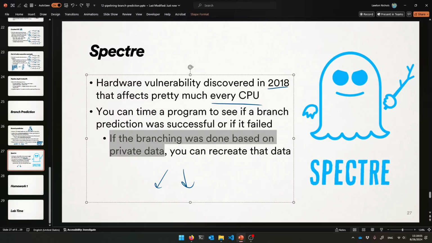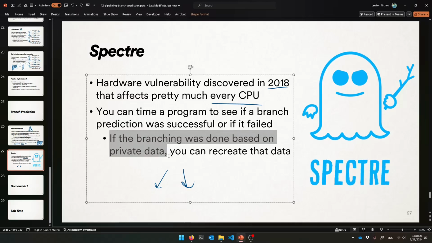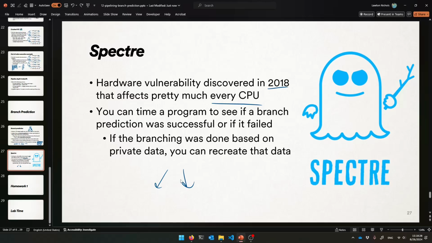And if you write a program that branches based on private data, even if it doesn't print out the data, if the branching was done based on, like, the letters in a password, something like that, like the private key of somebody, of like a very important web server or something like that, and you have the ability to time it, you're like, okay, yeah, it took the branch, that means it was a 1 bit there, or it didn't take the branch, or it stalled, that means it must have been a 0 bit there. You can recreate that private data.